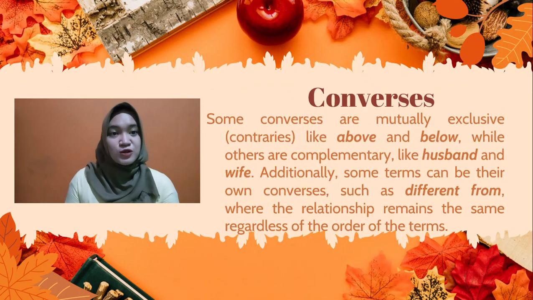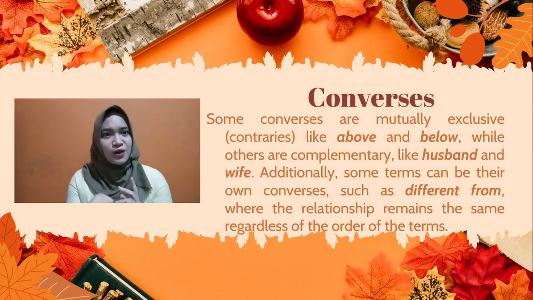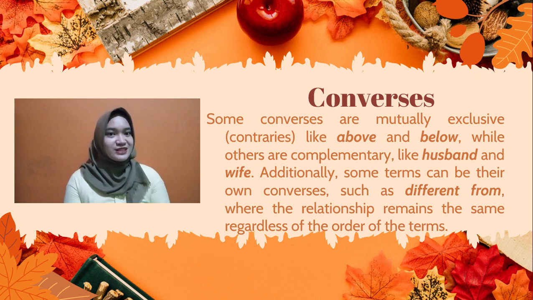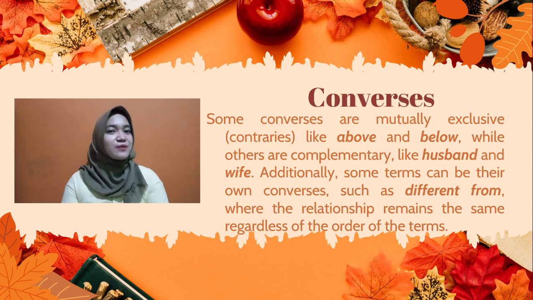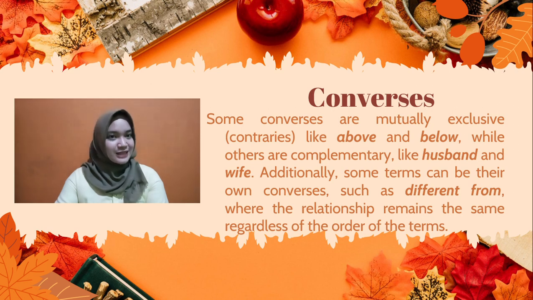Some converses are mutually exclusive. They are called contraries, like above and below, while others are complementary, like husband and wife. Additionally, some terms can be their own converses, such as different from, where the relationship remains the same regardless of the order of the terms. As a whole, converses offer a unique way to understand relationships in language, emphasizing how meaning can shift based on perspective or role, even though the underlying connection remains the same.